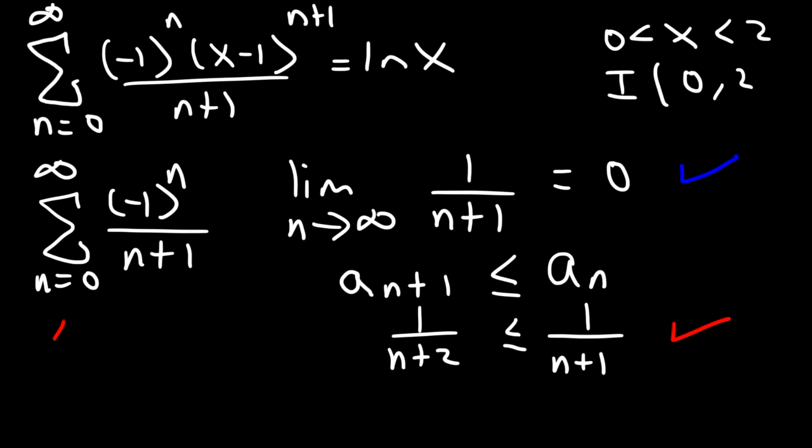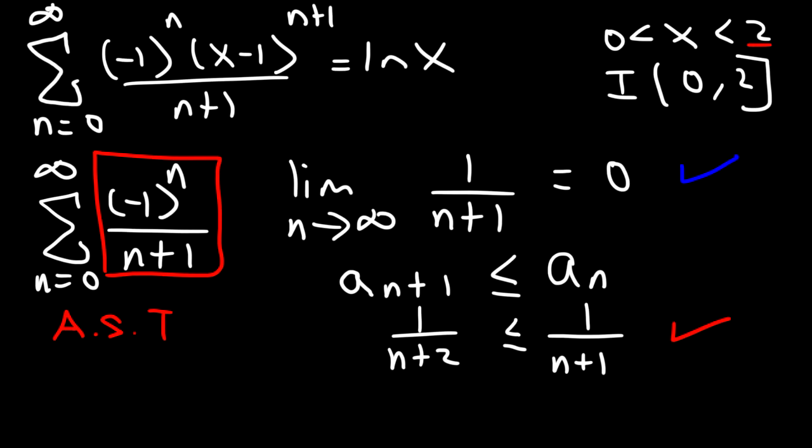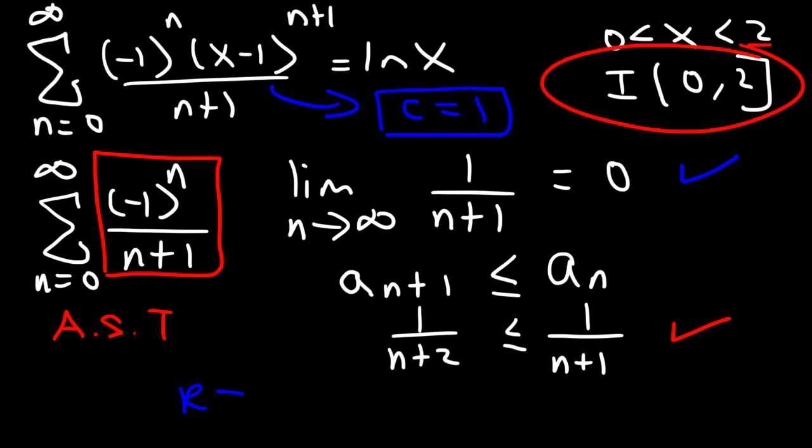Therefore, by the alternating series test, this series converges. So at 2, the series will converge, so we're going to include 2. So the interval of convergence is from 0 to 2, and the series is centered at c equals 1. And we know that the radius of convergence is 1. So that's it for this problem.